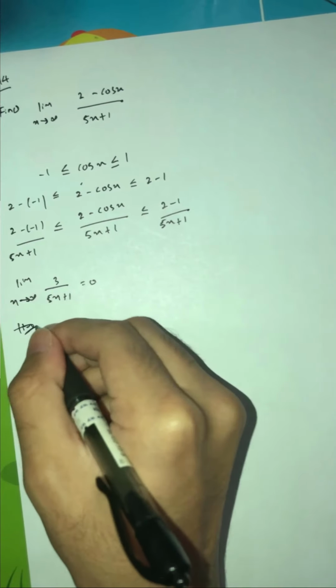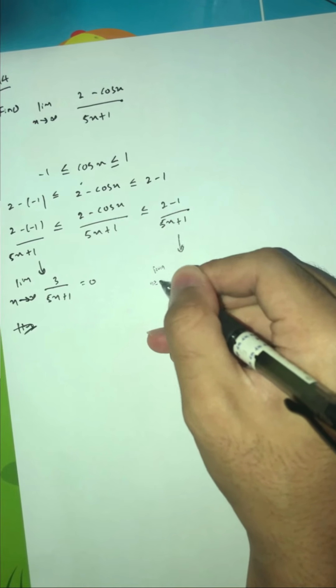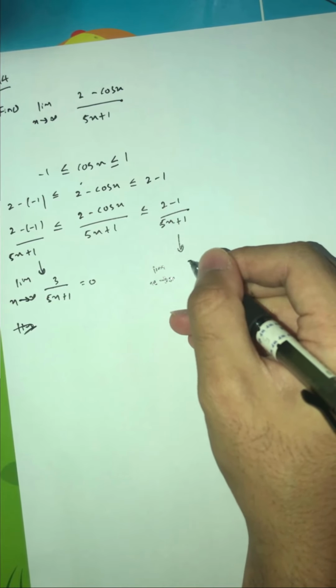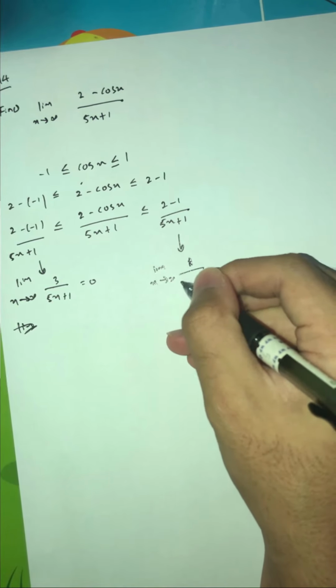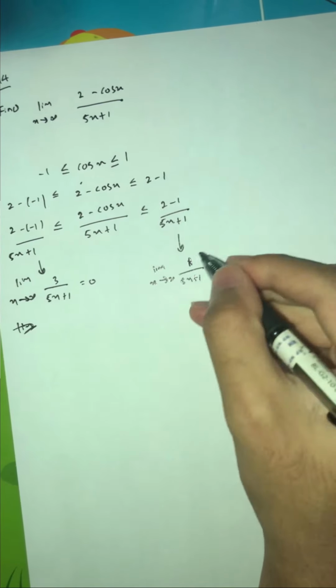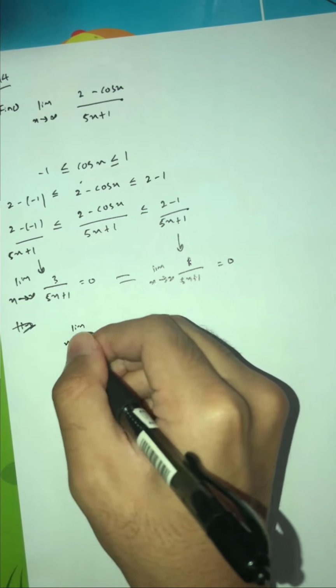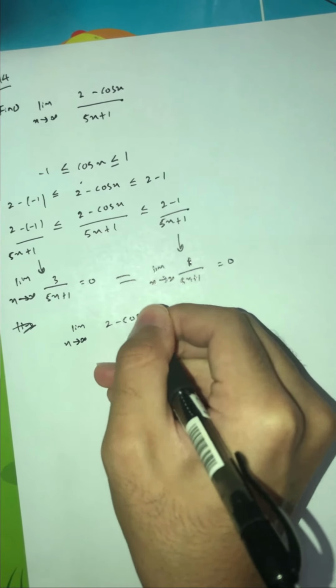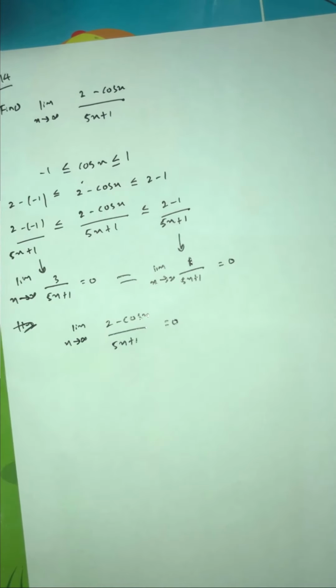And the limit as x approaches infinity of 1 over 5x plus 1 is also 0, right? So these two limits are equal, so the limit as x approaches infinity of 2 minus cos x over 5x plus 1 is equal to 0. So this is your answer. If they are not equal, then the limit does not exist.